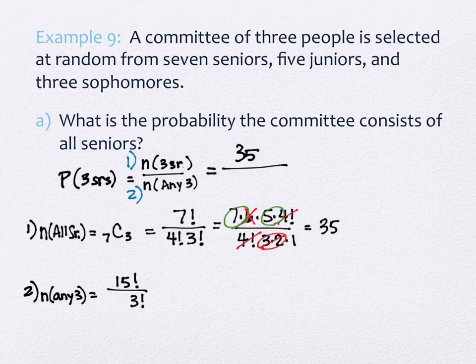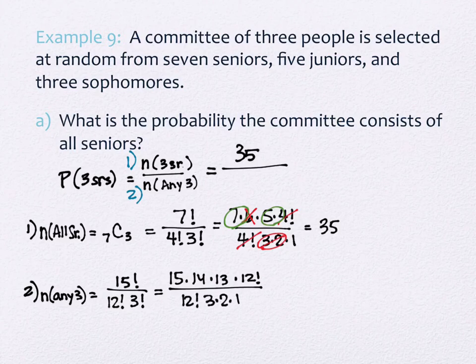How many am I not choosing? 12. 15 minus 3 is 12. So the 12 factorial goes in the denominator as well. So I have 15, 14, 13, and 12 factorial over that same 12 factorial, and then 3, 2, and 1. The 12s cancel.